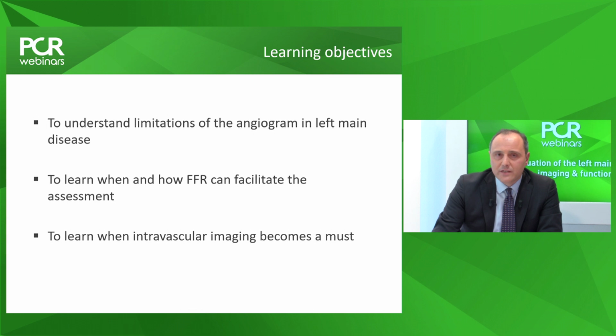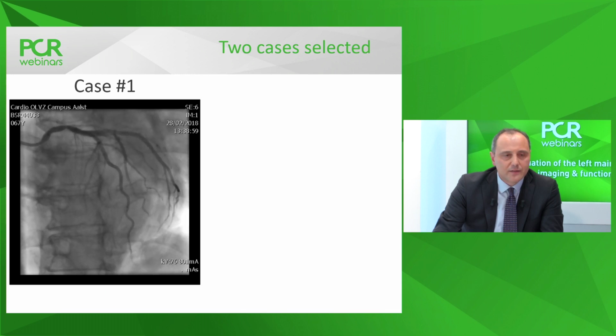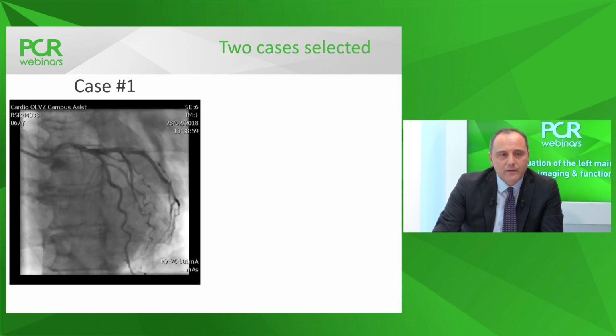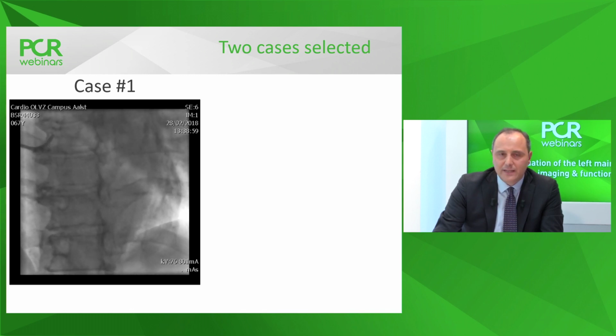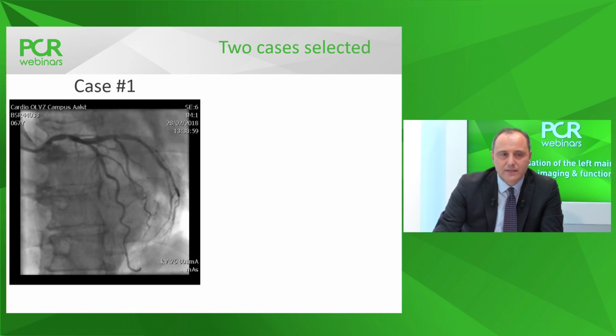To achieve this learning objective, we have selected two cases from our daily practice that we are going to share with you. Now, without further ado, I'd like to start with the two cases we selected for you. The first one was performed a couple of weeks ago in Aalst, and it deals with an equivocal, ambiguous image of the distal left main. It's an isolated disease of the left main.